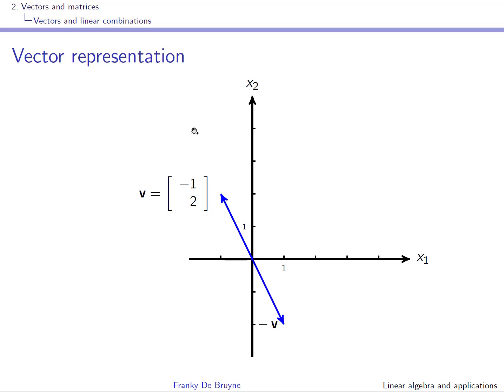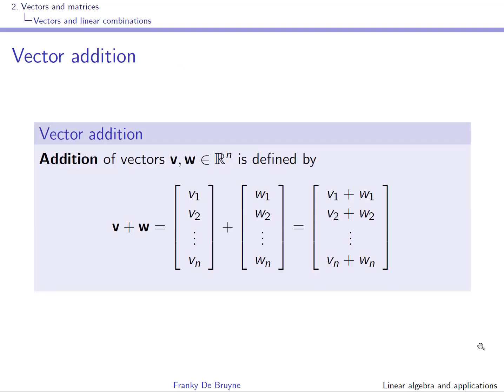Let's have a look at minus V here. Minus V, well, you see that the coordinates have been multiplied by -1, and the constant C here is -1. The length has remained the same, but the direction is opposite.